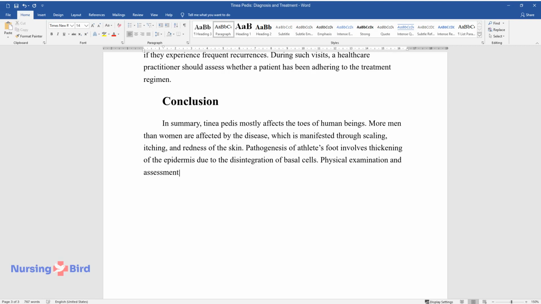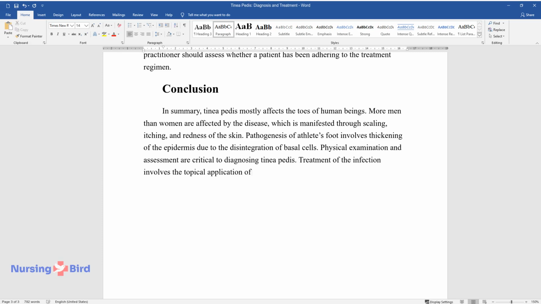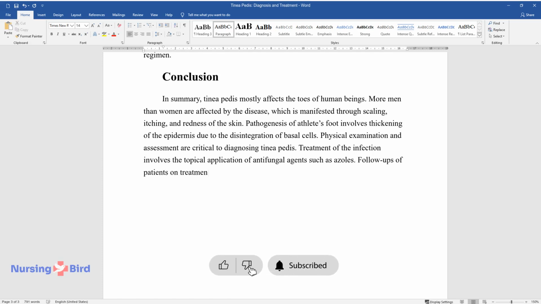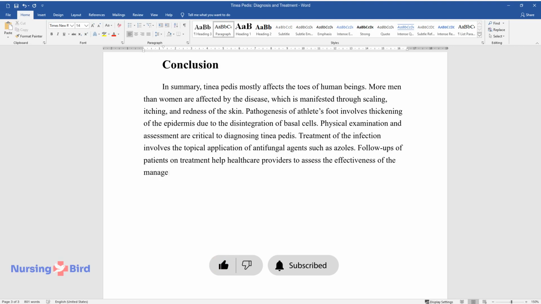Physical examination and assessment are critical to diagnosing Tinea Pedis. Treatment of the infection involves the topical application of antifungal agents such as azoles. Follow-ups of patients on treatment help healthcare providers to assess the effectiveness of the management regimens.